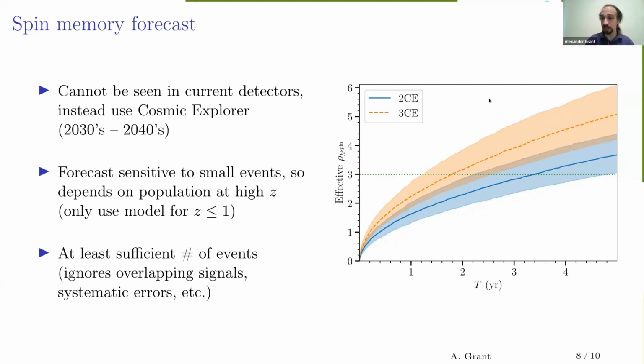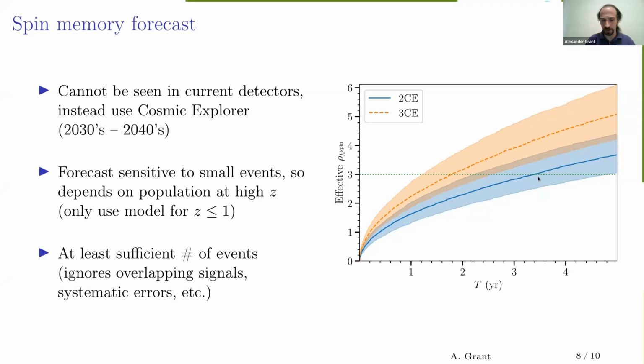And in fact, this estimate is a bit conservative, because this forecast is very sensitive to small or quiet events that are very far away. So it depends heavily on the population models that you use at high redshift. Here for this plot, I've essentially assumed that there are no events beyond a redshift of 1, which is almost certainly false. So you could think of it as a lower bound.